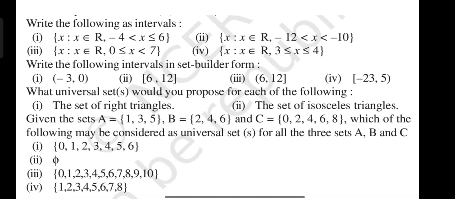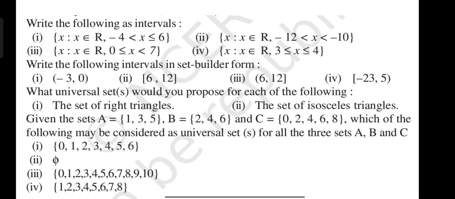Either we can write a single set or we can write two sets for each of them. The set of right triangles and the set of isosceles triangles both come under the set of all triangles, right? So we have to write only one set. A universal set, what is it? The set of all triangles. Then comes the next one, there are given sets A, B and C, and we have to write which universal set or sets can be taken for each of them.